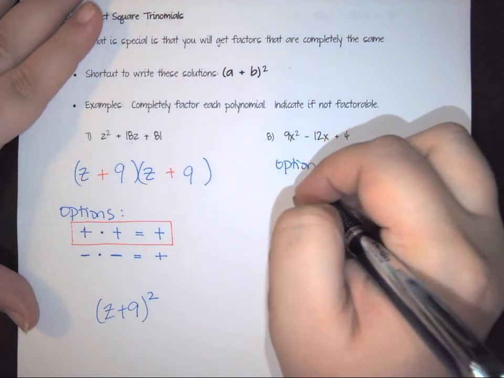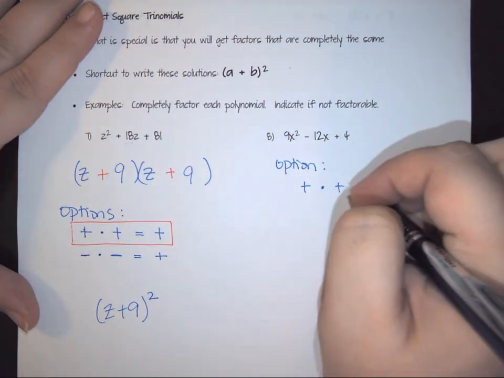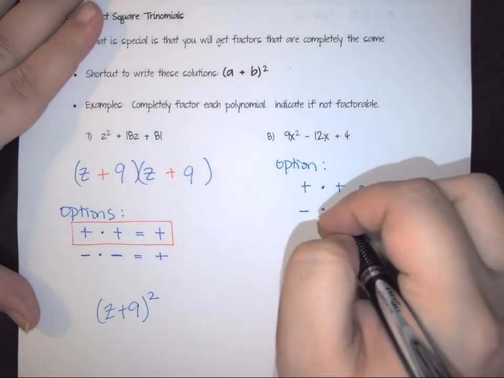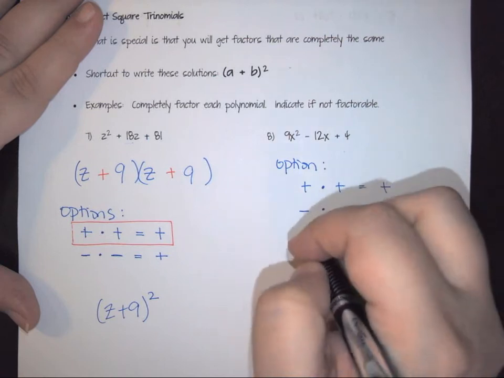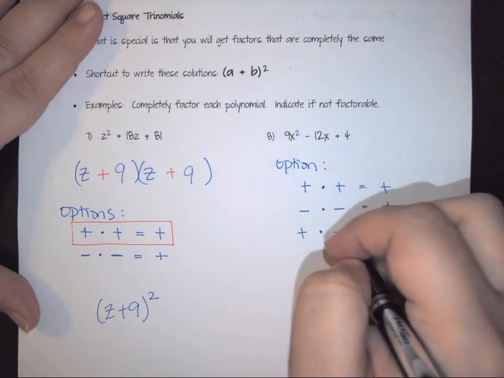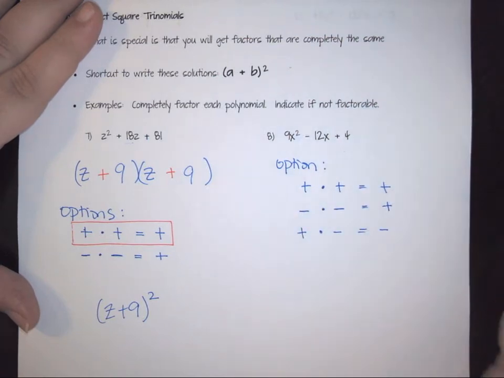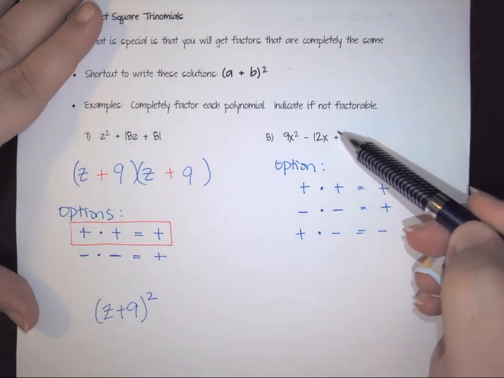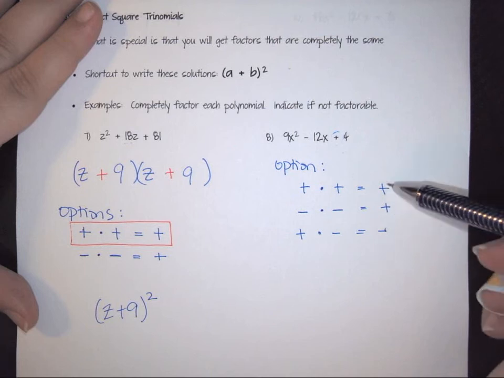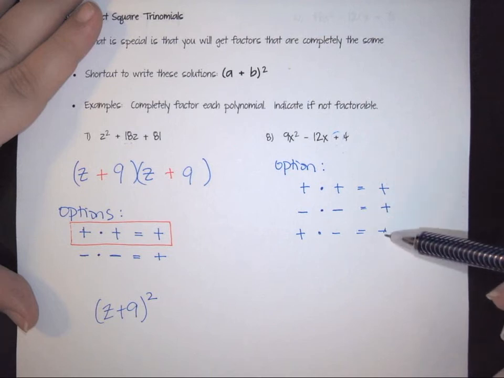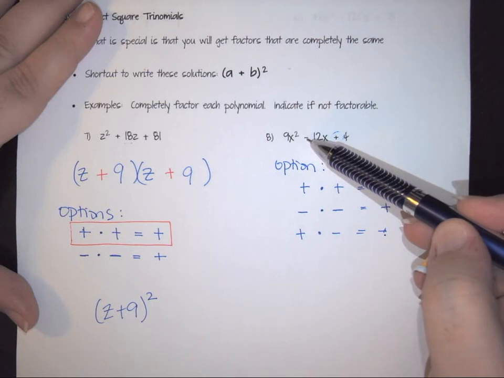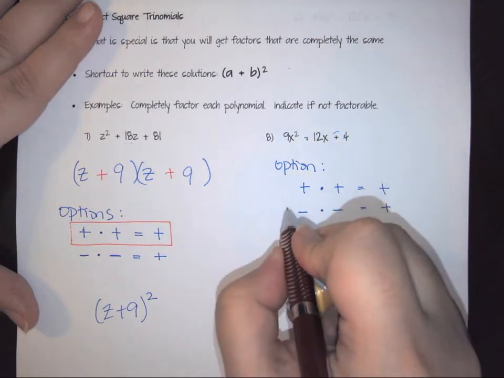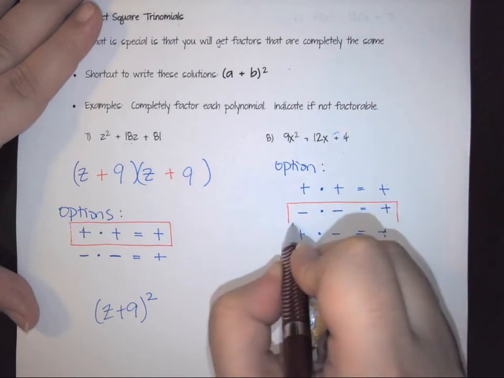So again, we would have positive times positive gives you a positive. We can have negative times negative gives you a positive. Or we can have positive times negative giving you a negative. So we need to know what we have to choose. This back term here tells us which one of these options here to choose. And then the middle term here tells us which one we have to pick. So here we're going to choose the negative negative option.